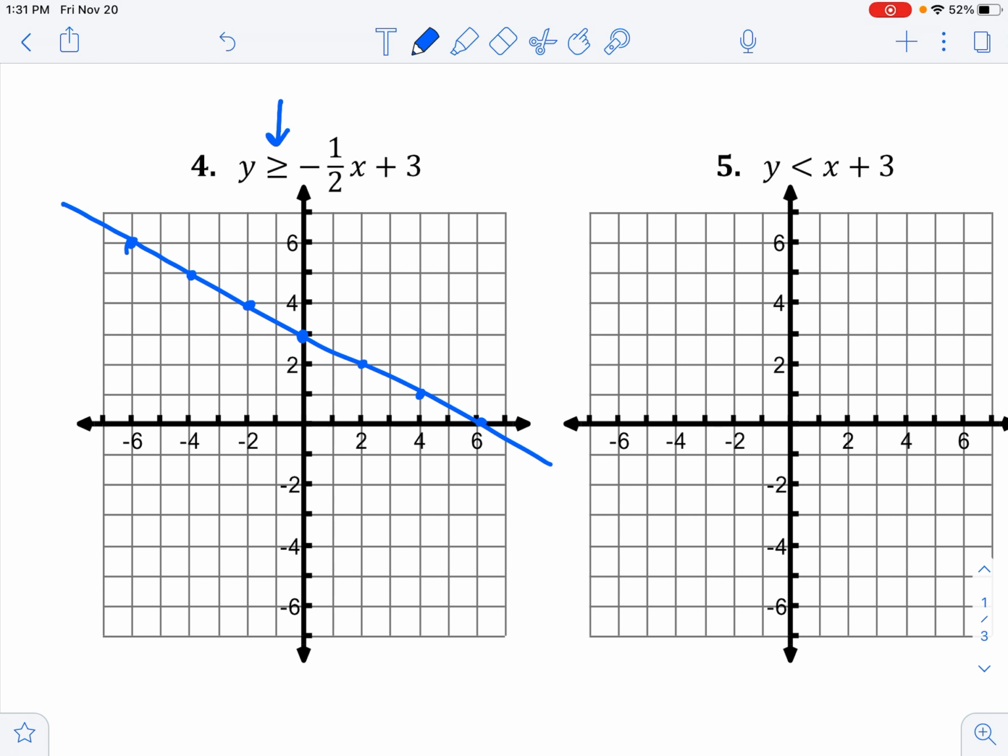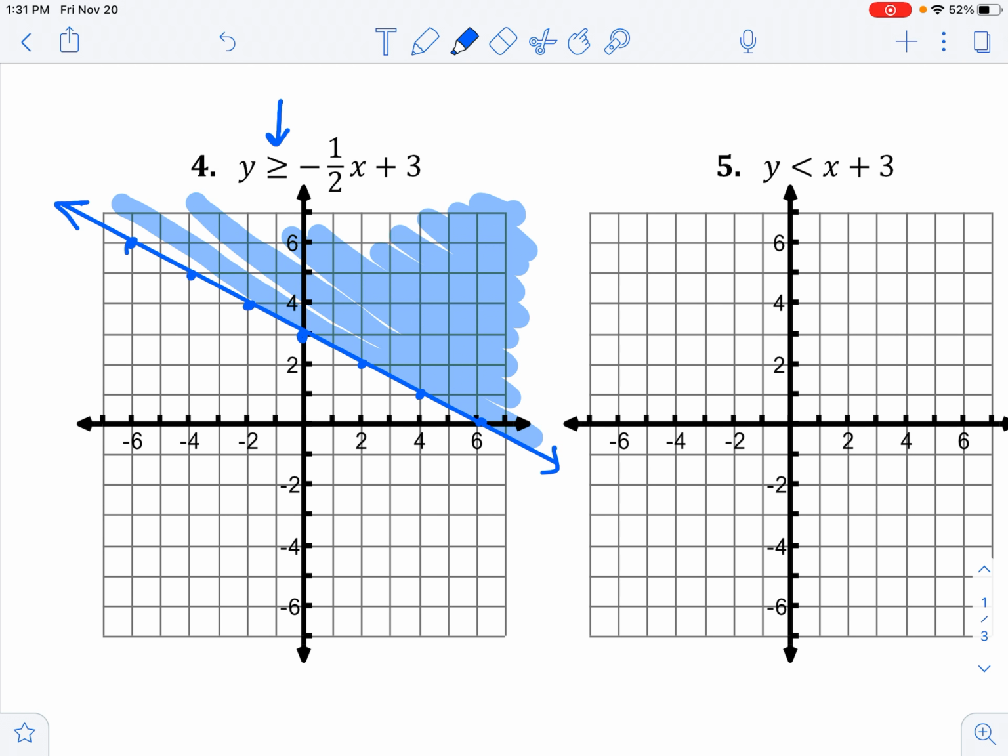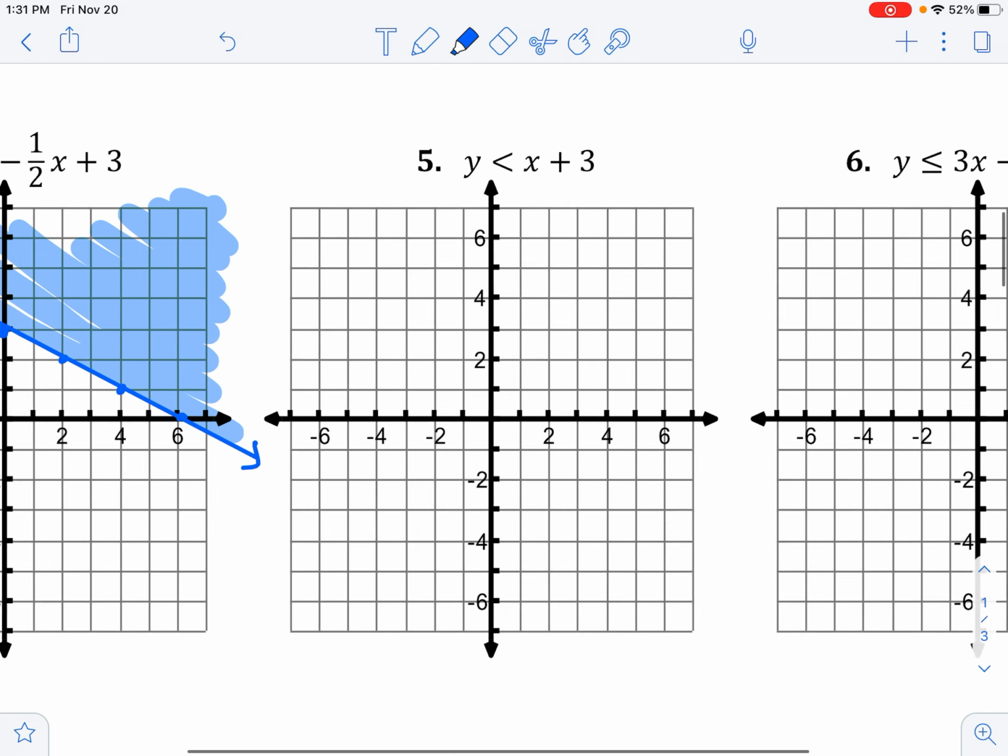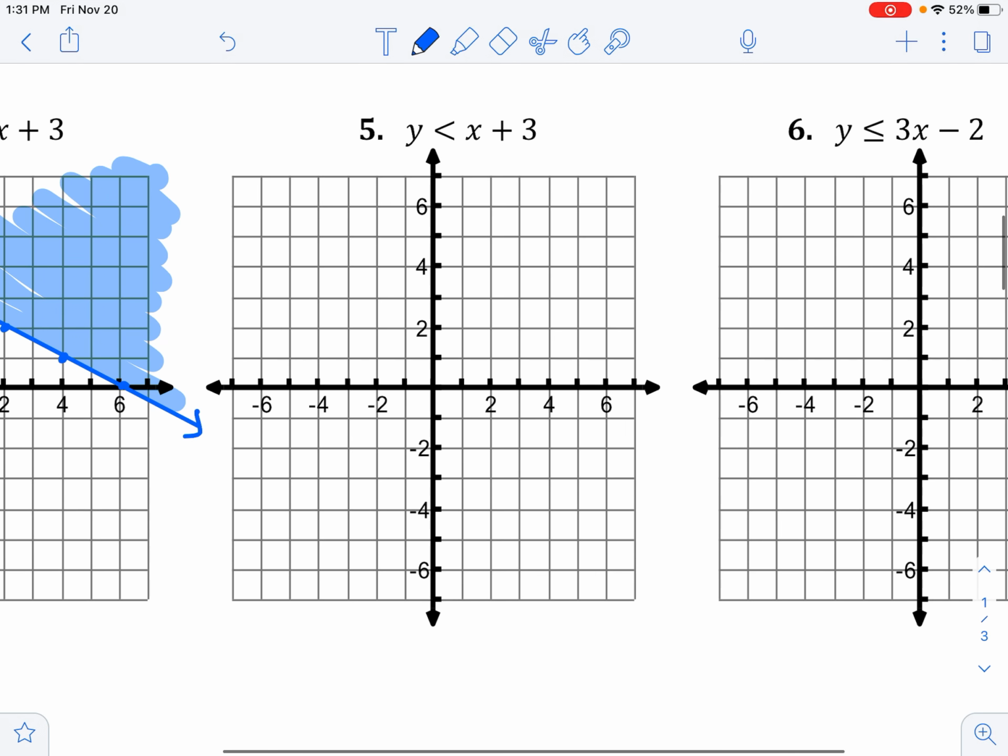Now I have to look at the inequality symbol. This is greater than or equal to. Since it's or equal to, I'm going to connect this with a solid line. Now I have to do some shading. Since the value is greater than, I'm shading above that line.